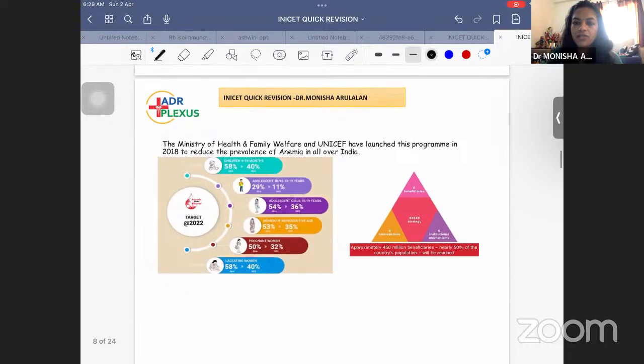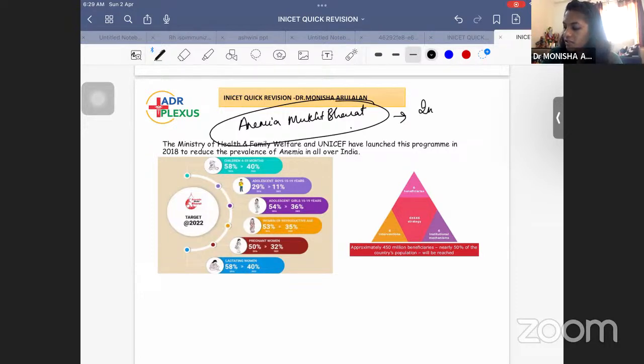Can I continue? Yes. So the next question that they are recently asking, both from NEET as well as from INI-CET, is the Anemia Mukt Bharat. This is also called the Intensified Iron Plus Initiative.